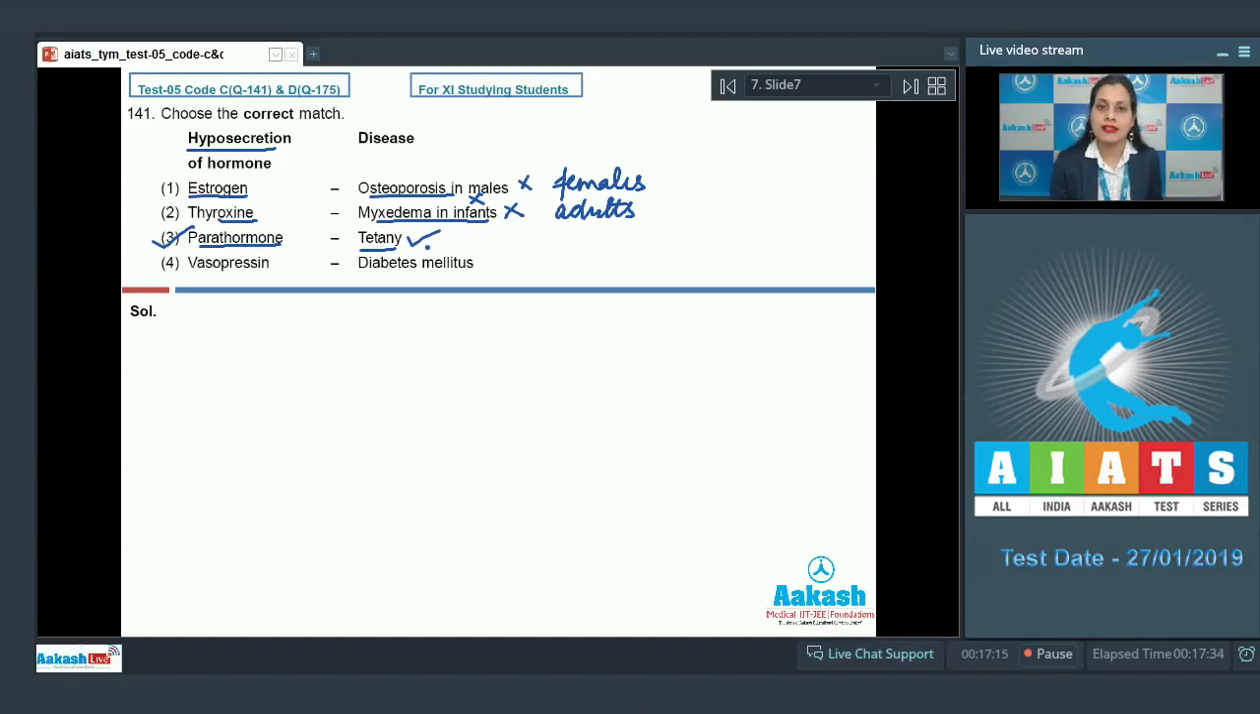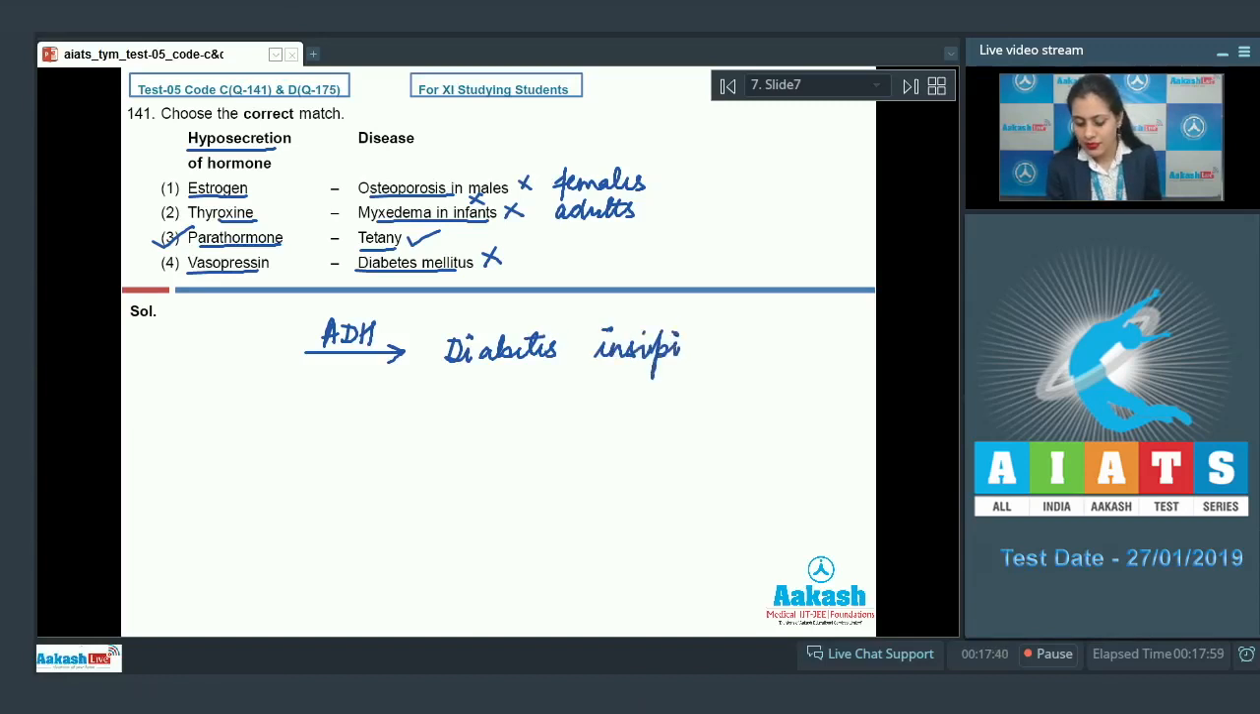and thereby causing tetany. The last option given is vasopressin, and the hyposecretion of vasopressin causes diabetes mellitus. As it is an incorrect match, this cannot be a correct answer to our question, because vasopressin, which is also known as ADH, when its release fails, causes diabetes insipidus and not diabetes mellitus. So the correct answer to this question is option number 3. Let's discuss our next question.